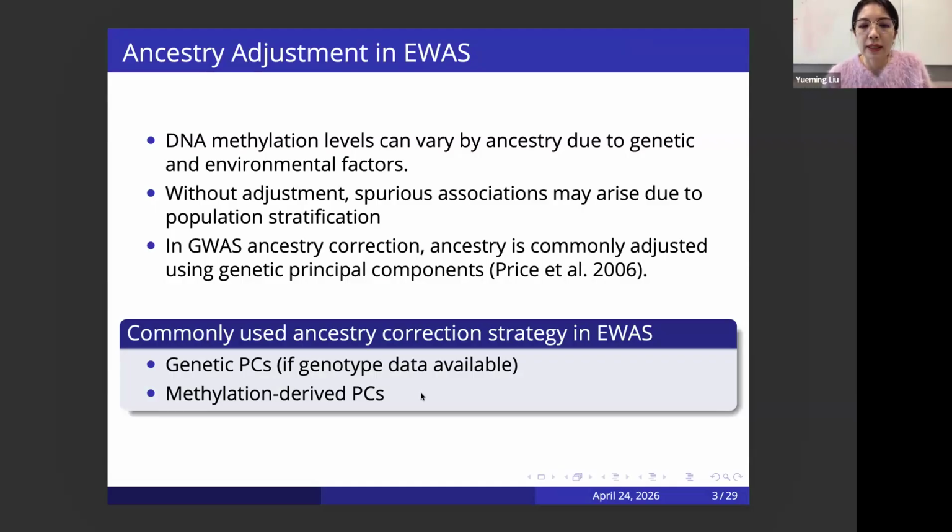In GWAS, ancestry is commonly adjusted using genetic principal components. But in many cases in practice, we don't have access to genetic data. So there is a need for us to find a way to do ancestry adjustments when we only have methylation data.